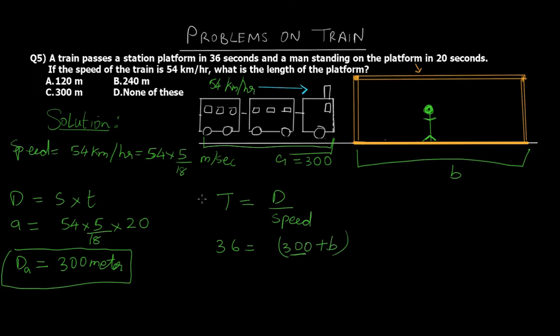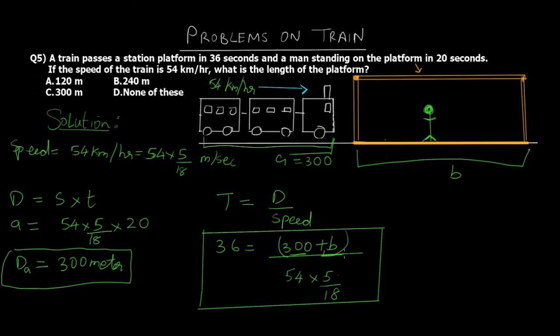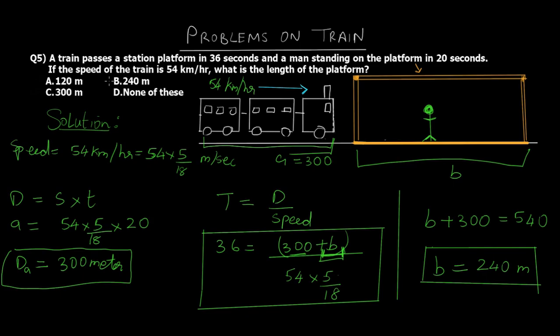Now this 300 came from this calculation itself, so we already know the length of the train is 300. So I substituted 300 over here, and the speed is also known to us because it is given that the speed is 54 km per hour. So just divide this by 54 into 5 by 18, and now we have got the equation. So as you can see, there is only one variable that we need to find out. This is simple mathematical calculation, so I'm not going to calculate everything. I'll just skip one or two intermediate steps. Then ultimately we will be left with B plus 300 is equal to 540, and then the final answer would be B is equal to 240 meters. So this is going to be our final answer, option B.